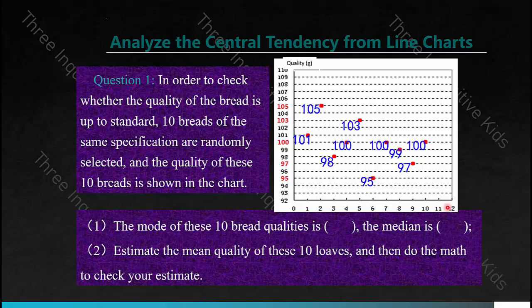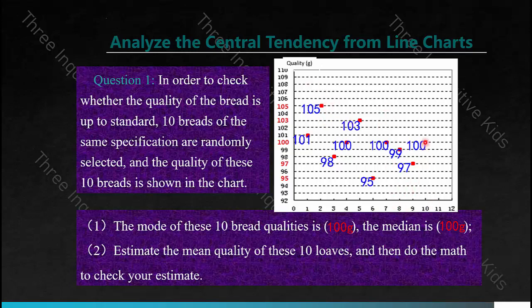We have two questions. What is the mode of these 10 bread qualities, and what is the median? So the mode in line charts would be the horizontal line here, or the y value that has the most dots on it. So in this case, this would be 100 because it has 3 dots that have this y value. And the median is also 100 grams because it's looking at the highest value to the lowest value and that middle number in between.